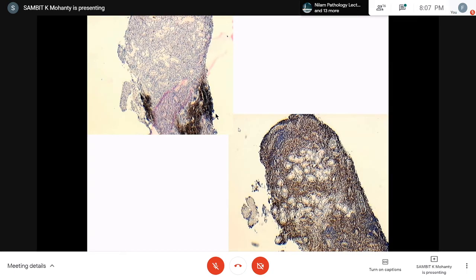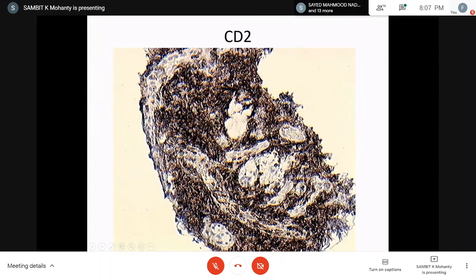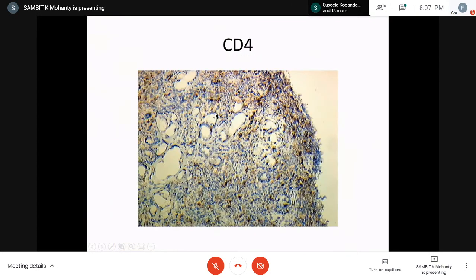So this is EBV positive mucocutaneous ulcer type. Great. So my audience is really brilliant. I'm kind of learning a lot. I'm scared. So this is your CD3. The bottom one is CD3. The top one is CD20 and CD3. This is your CD2. CD4, sort of lost. Very few CD4 positive cells.